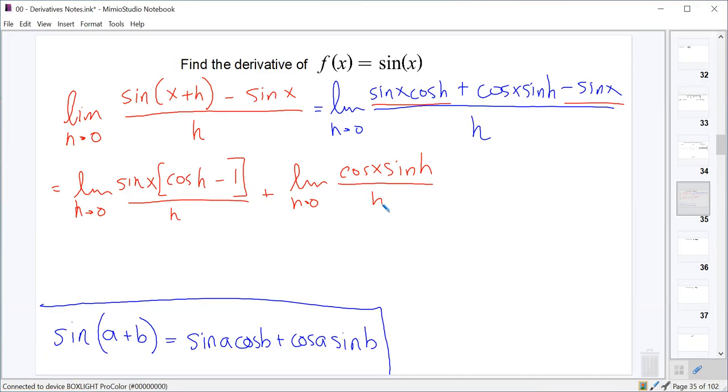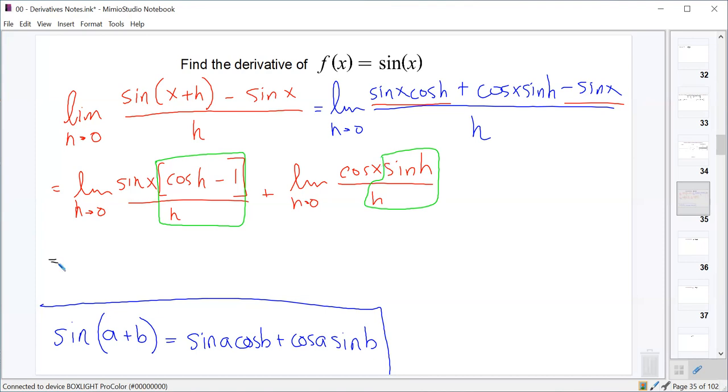What we should be able to do here is now separate these two limits into 4 different limits. And with any luck, we're going to recognize that the limit as h approaches 0 of cosine h minus 1 over h is equal to 0. That's a limit that we explored way back during our limits unit. We also recognize that the limit as h approaches 0 of sine h over h is equal to 1, another limit we looked at back in our unit on limits.